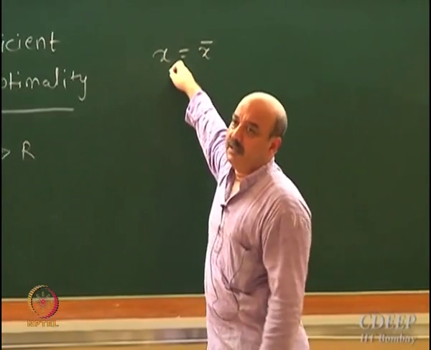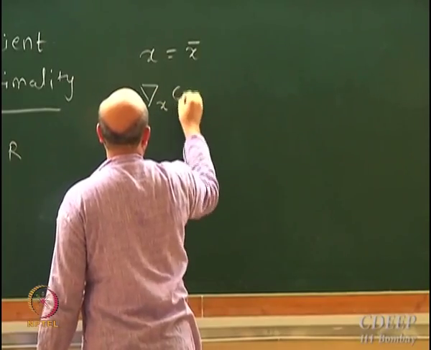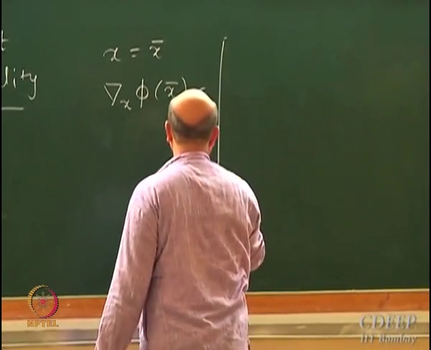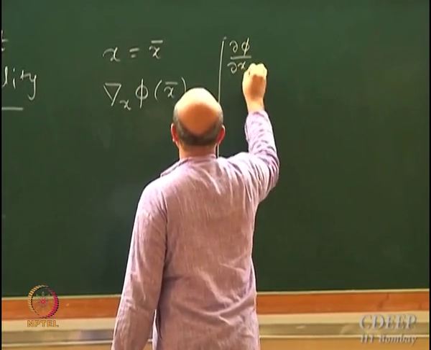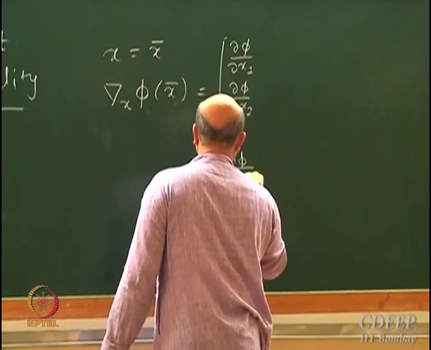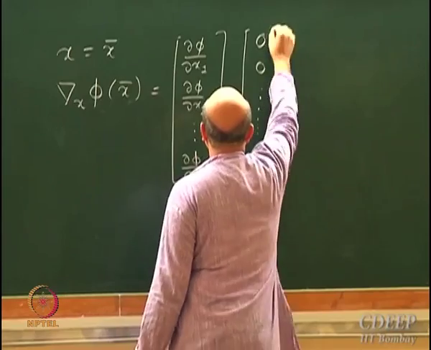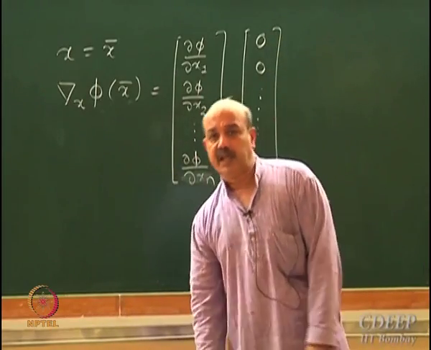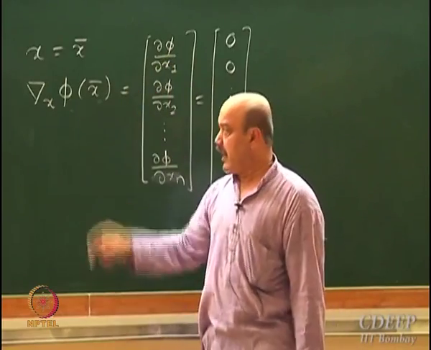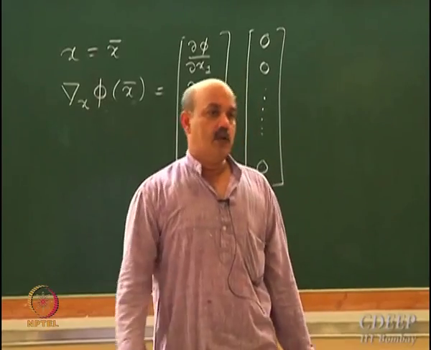if we want to see whether this point x equal to x bar is a stationary point, then the gradient of phi with respect to x at x equal to x bar, which is nothing but dou phi by dou x1, dou phi by dou x2, and so on, this gradient vector should be equal to 0. And the way this necessary condition was proved was by considering that if you take it non-zero, it contradicts the fact that x bar is a local minimum. Well, we are talking only about local minimum. This is a condition to be satisfied at a local minimum.